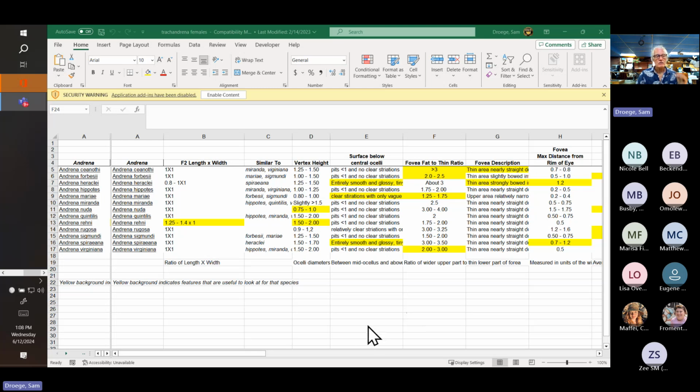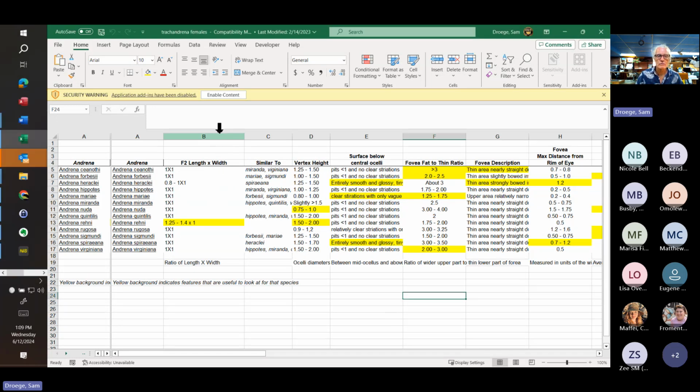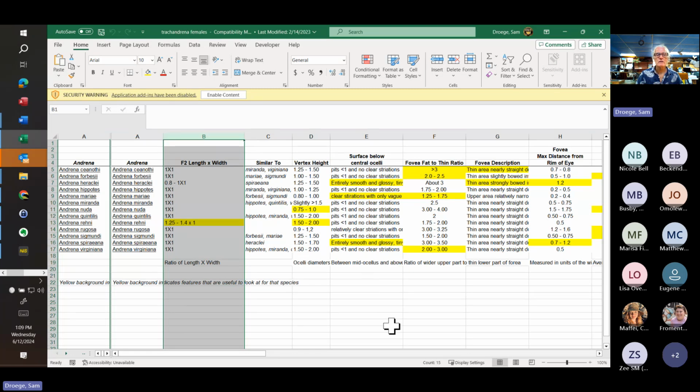So now to the spreadsheet. What you're looking at are just alphabetical order for the species, as rows, and columns have different characters. And some of these characters are a little ineffable. In other words, you would never count on them to do an ID because it's descriptive in some ways, but it's useful to see if everything lines up. So if we look here, we're just going to go through the columns, if I can do this right. F2 length by width. So that's pretty obvious. It's just a ratio of length to width.